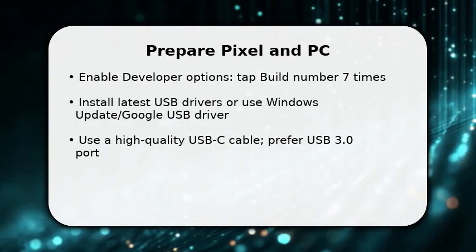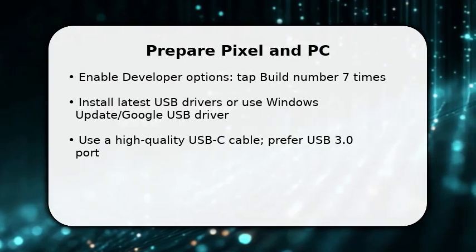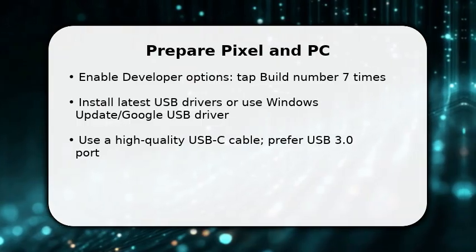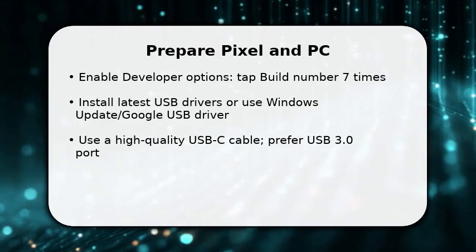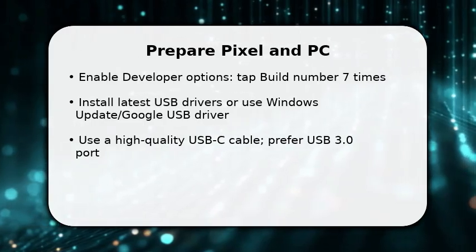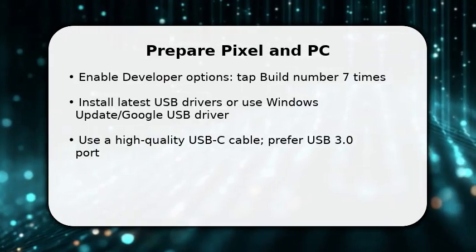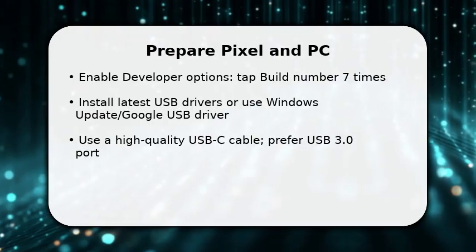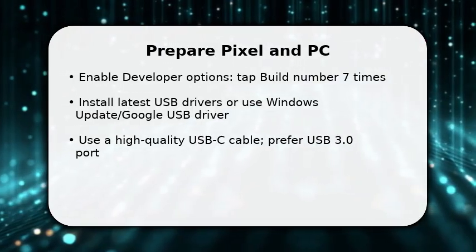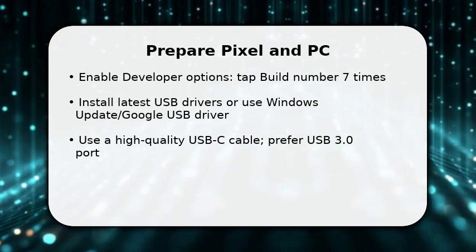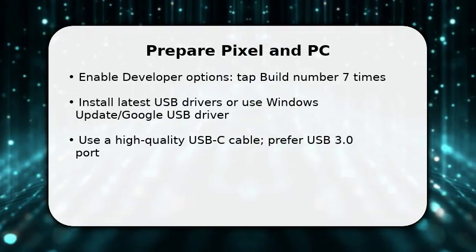You begin by readying both devices, unlock developer options on your Pixel, and enable USB debugging so the PC can trust it. Plug the phone into a USB 3.0 port using a good USB-C cable, because cheap cables often only charge. On Windows, install the Google USB driver or run Windows Update to fetch drivers. On macOS, you usually don't need drivers. Once done, watch for the authorization prompt on the phone and tap Allow so the PC gains secure ADB access.